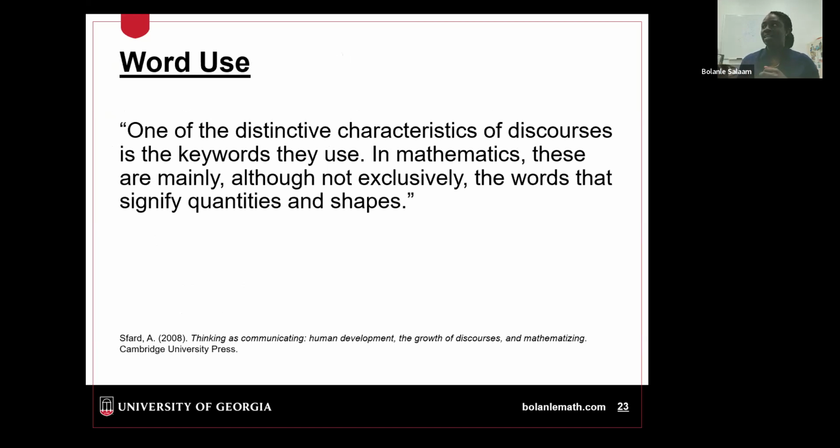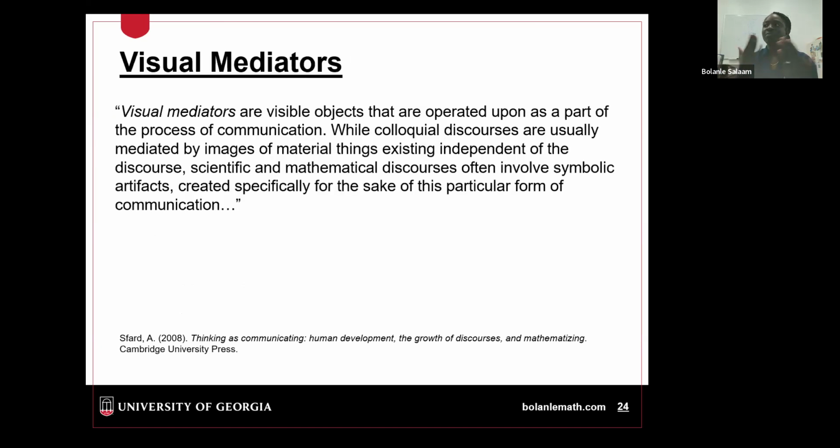So word use is defined as one of the distinctive characteristics of discourses, and it's all about the keywords that we use. In mathematics, these are mainly, although not exclusively, the words that signify quantities and shapes. Visual mediators are those visual objects that are operated upon as part of this process of communication. While colloquial discourses are usually mediated by images of material things existing independent of the discourse, scientific and mathematical discourses often involve symbolic artifacts created specifically for the sake of this particular form of communication, like the integral symbol.